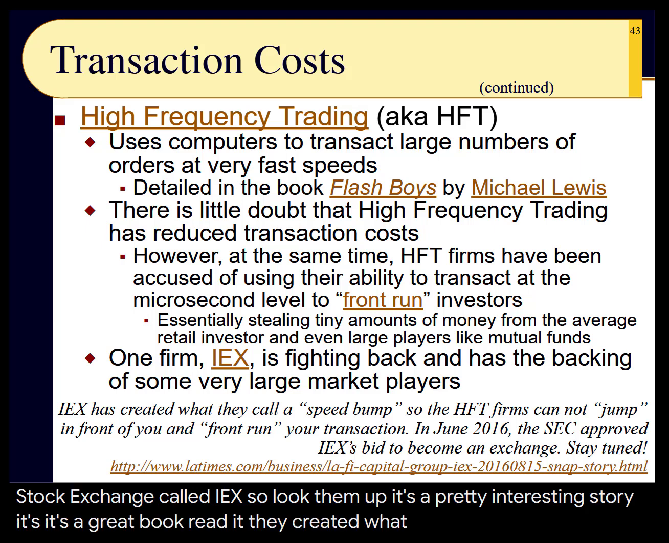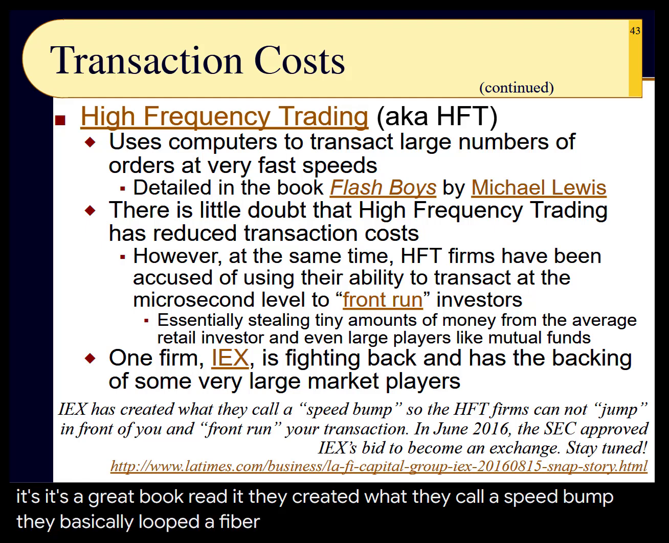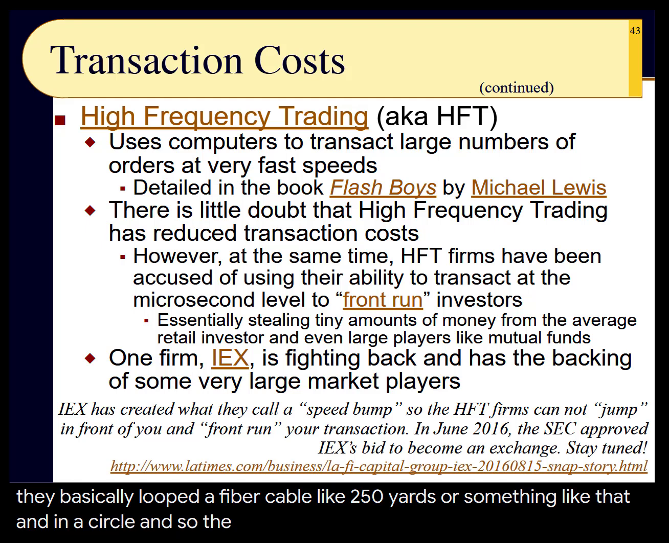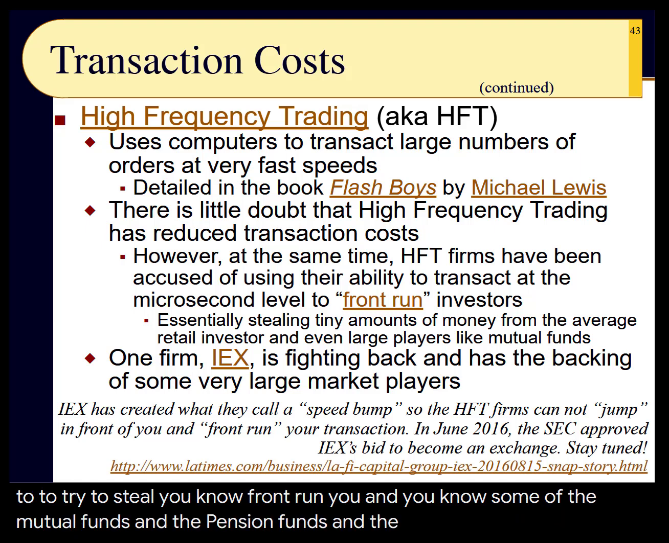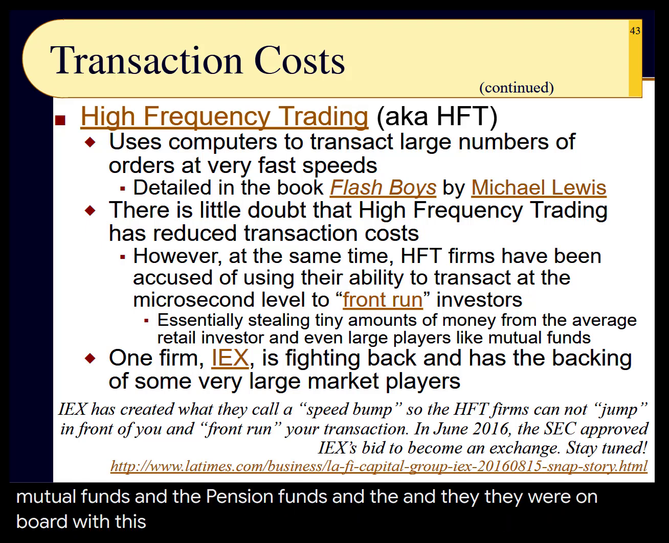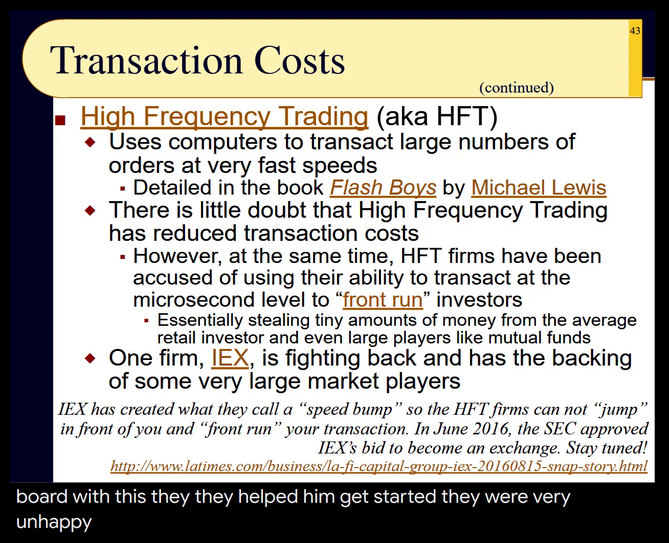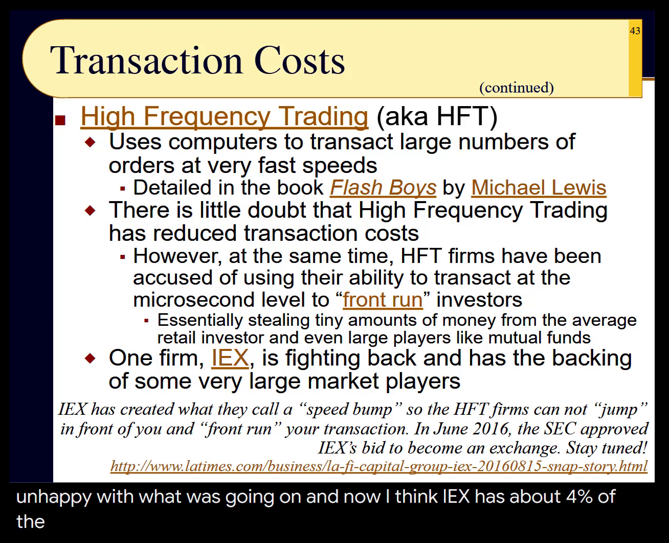They created what they call a speed bump. They basically looped a fiber cable like 250 yards or something like that in a circle, and so the big boys and girls can't get in front of you to try to steal, front run you. And some of the mutual funds and the pension funds were on board with this. They helped him get started. They were very unhappy with what was going on. And now I think IEX has about 4% of the trades every day.